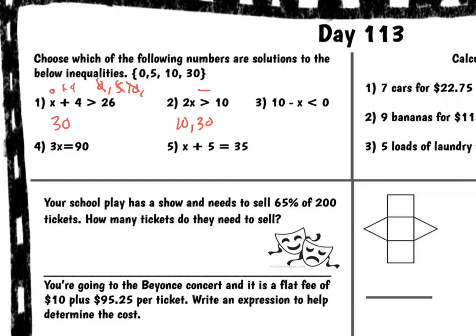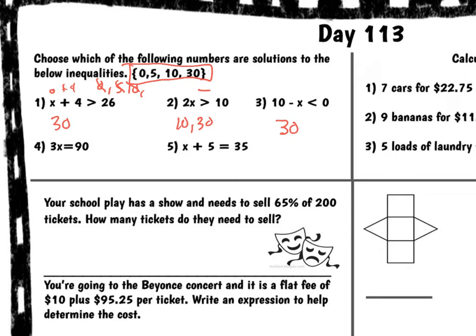10 minus x, plug and chug. Is 10 minus 0 less than 0? No. Is 10 minus 5 less than 0? No. Is 10 minus 10 less than 0? No. But 10 minus 30 is, because that would be negative 20. So 30 is a solution. I hope you guys are understanding this. We're just trying to see which of this solution set from the top makes the equation or inequality true.